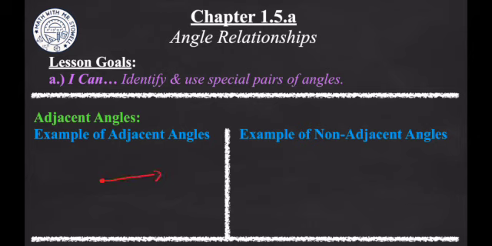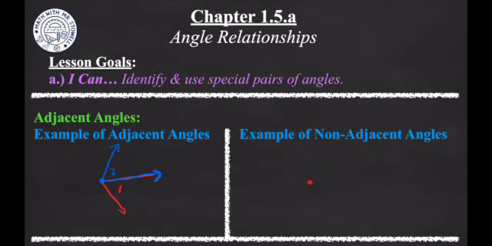If we have this angle right here, let's call this angle 1. And then we have another angle that is joined at the vertex. The vertex is whenever the two rays are connected to form the angle. And we have another angle here, which we're going to call angle 2, that shares this side right there. Then this is adjacent. So angle 1 and angle 2 are adjacent angles because they share the vertex and one of the sides.